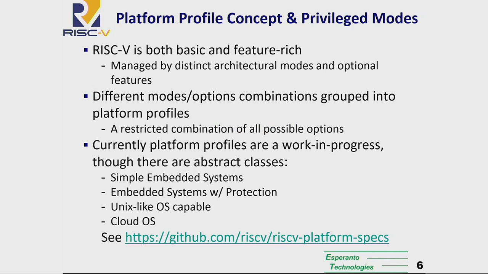So we have the concept of profiles. RISC-V is fairly feature-rich. It has lots of different modes and options. A profile collects a particular set of modes and options into a restricted combination. Currently, there are several profiles that are works in progress. They're not all nailed down yet. Right now, there are four abstract classes. There are simple embedded systems with protection. On top of that, there are Unix OS-capable systems. And then on top of that, there are cloud OS systems, which can run multiple OSs. And there's a link there to the current platform specs in progress.